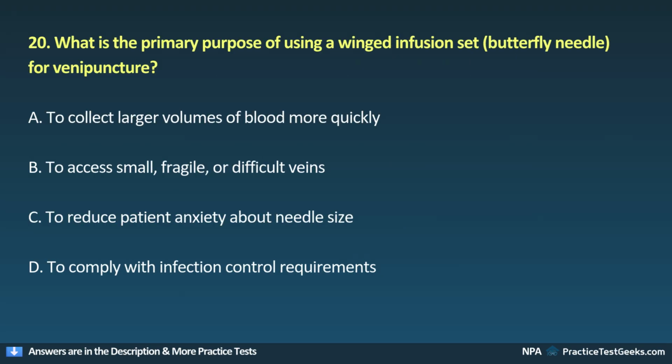20. What is the primary purpose of using a winged infusion set, butterfly needle, for venipuncture? A. To collect larger volumes of blood more quickly, to access small, fragile, or difficult veins. C. To reduce patient anxiety about needle size. D. To comply with infection control requirements.